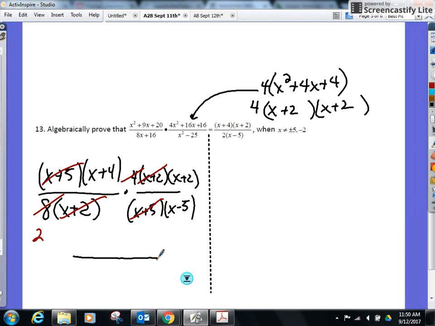What do I have left on top? An x plus 4 and an x plus 2. We do not need to multiply these. Leave it. Leave everything in your parentheses. And what's left on the bottom now? Be careful. The 2, and do not multiply. Leave it. No need to multiply. And ding, ding, ding. What's it look like? Right side. That's what we needed.